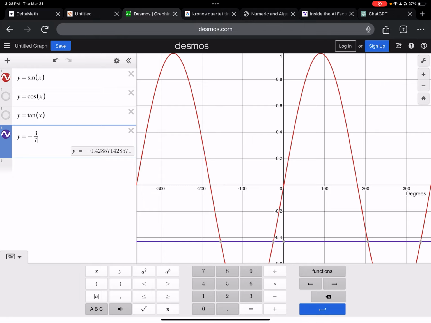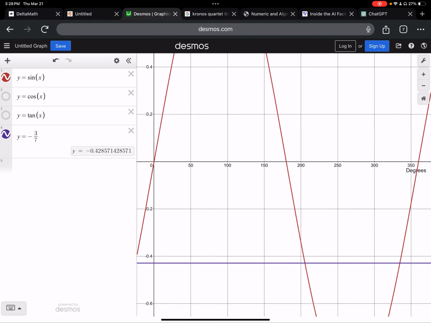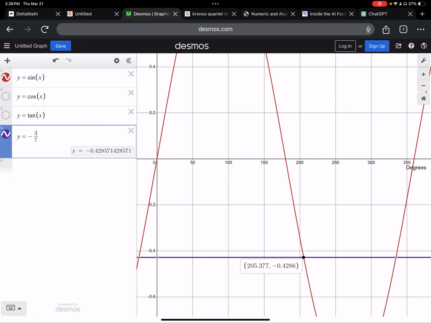If I'm looking for just the first rotation between 0 and 360, I know that it's going to be right there, 205.4, and then right there, 334.6. So that's another way to do it. You can graph the lines and then find the intersections in Desmos. Okay, hope this helps.